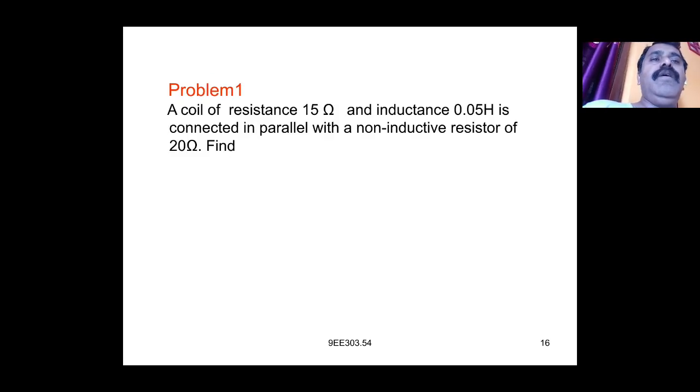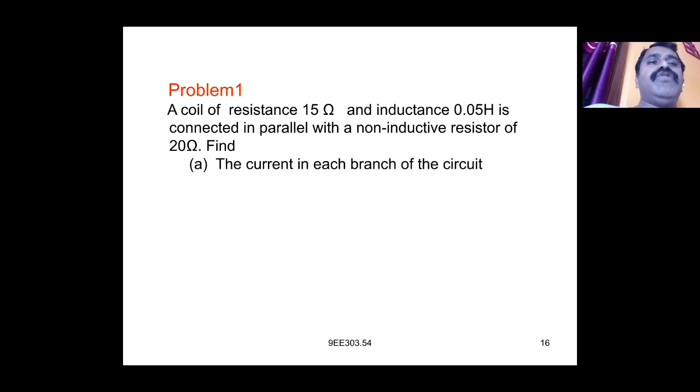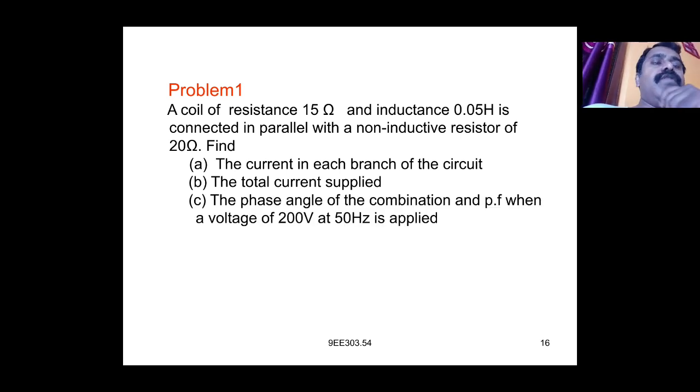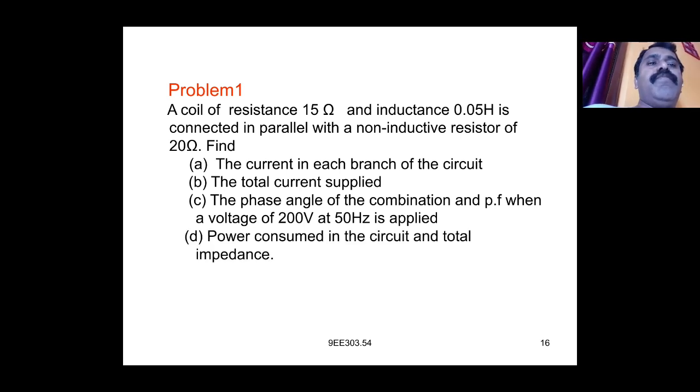So the problem: a coil of resistance 15 ohms and inductance 0.05 henries is connected in parallel with a non-inductive resistance of 20 ohms. Find the current in each branch of the circuit, the total current supplied, the phase angle of the combination, and the power factor if the voltage at 50 Hz is supplied, the power consumed in the circuit, and the total impedance. Again, this is the problem given. Again we have to find the current in each branch of the circuit, the total current supplied, the power consumed in the circuit, and the total impedance by the vector method.